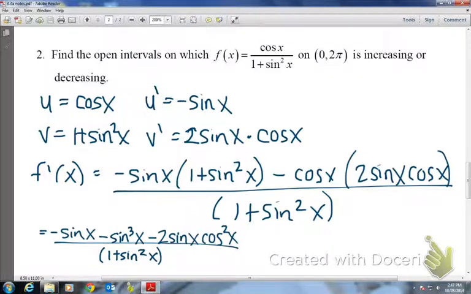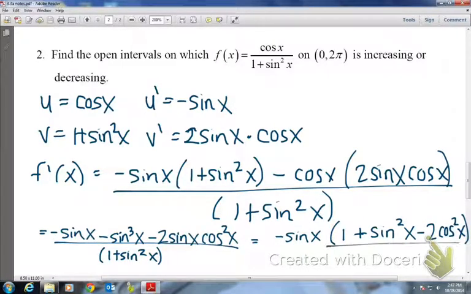All right, in the top, I see sine in all of them. So I'm going to factor out a negative sine. They're also all negative, so I don't want that negative there. So negative sine of x gets factored out, and let's see what gets left over. That leaves me with 1 plus sine squared of x minus 2 cosine squared of x, all over 1 plus sine squared of x.